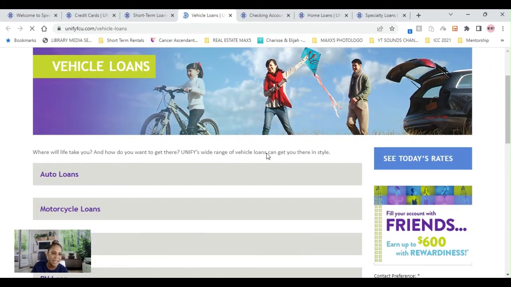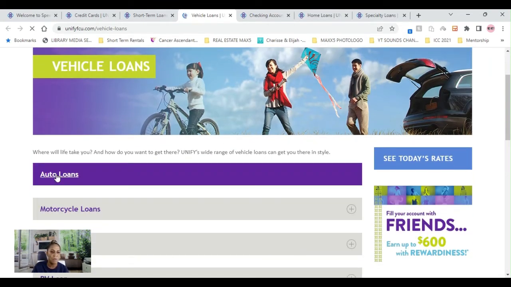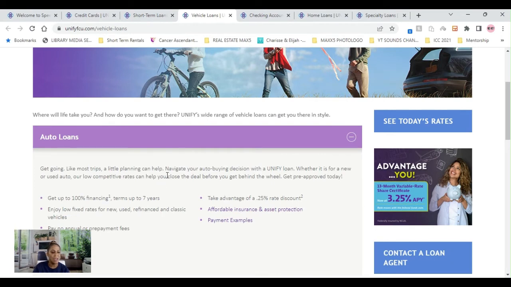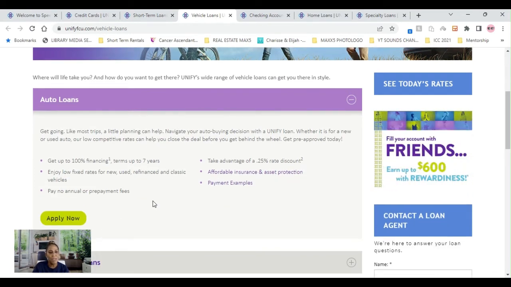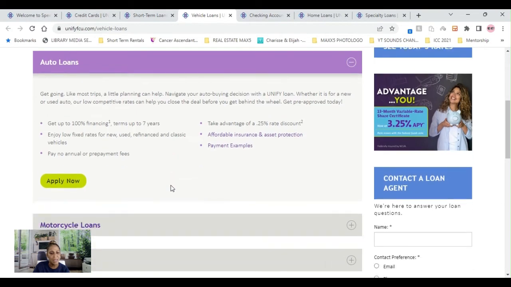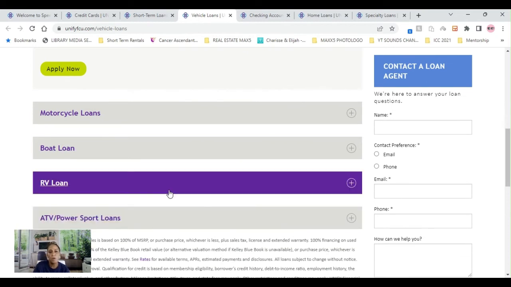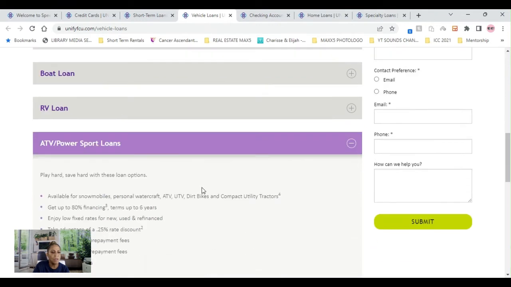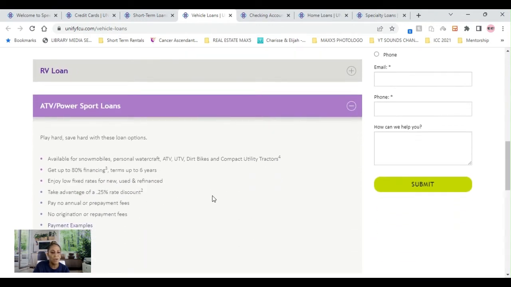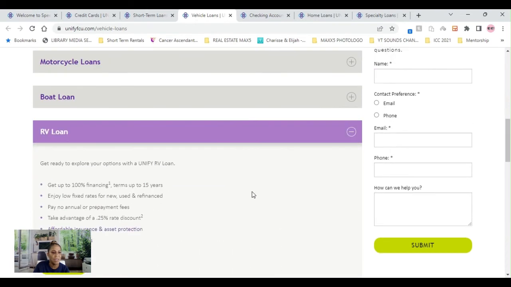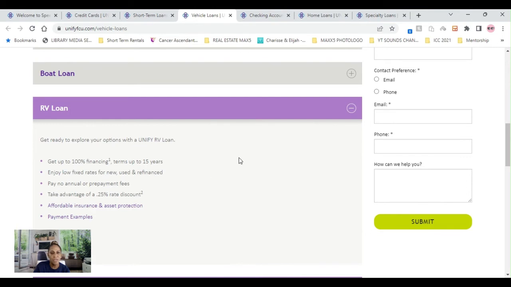The other thing that I'm going to discuss is their vehicle loans. They currently offer an outstanding APR for auto loans. I'm really impressed by this credit union, by the numbers that I see. It's 100% financing, basically fixed low rates for new, used, or refinance vehicles, no annual prepayment fees. And you could get an auto loan, motorcycle loan, boat loan, RV loan, ATV, power sport loan. You want a pontoon, whatever it is. They pretty much offer all of that. And again, no ridiculous prices, no origination or repayment fees. If you want an RV, look at that. Affordable insurance and asset protection. They even show you payment examples. If you buy this, this is how much you're going to pay.